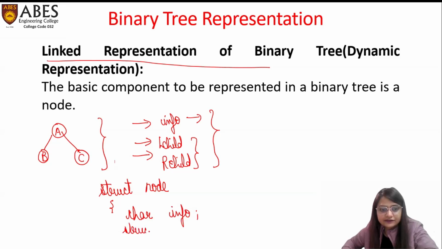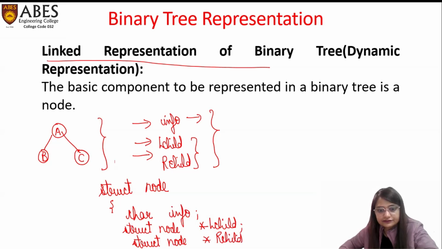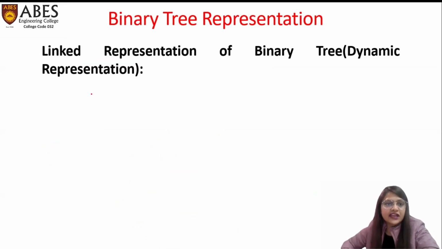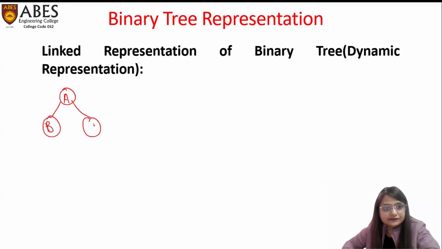Then there will be a left child, which will be a pointer to a self-referential structure. Then there will be a right child as well. So this is a structure declaration corresponding to a node. Now let us understand this concept with the help of an example: how exactly this binary tree will be stored inside memory.